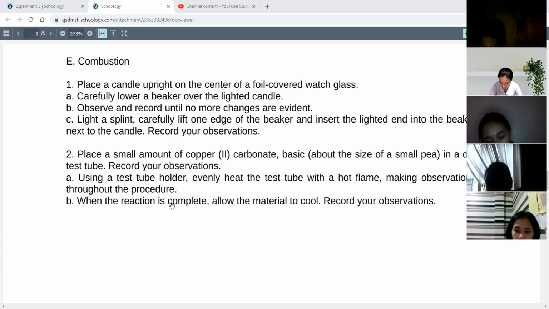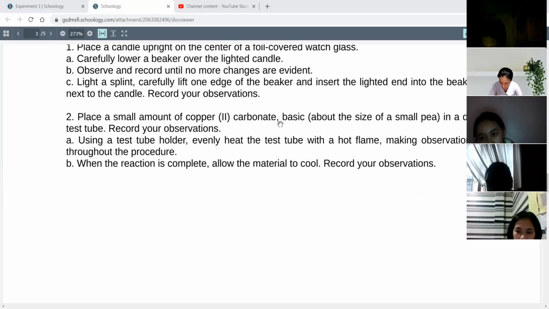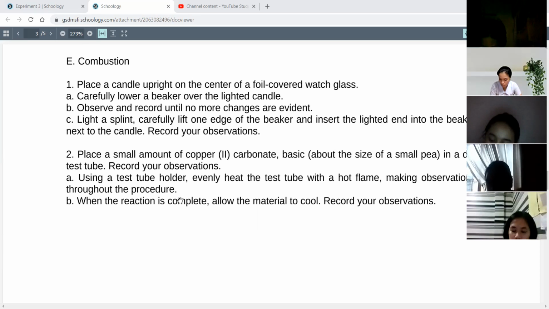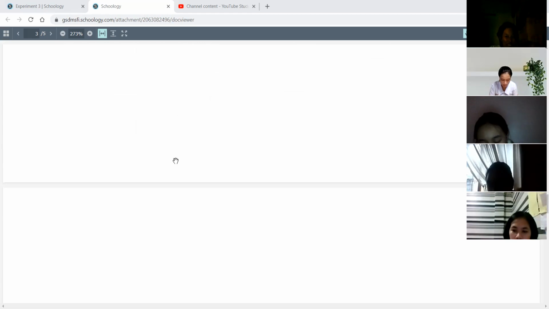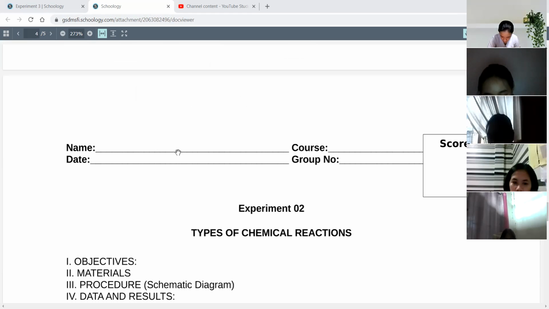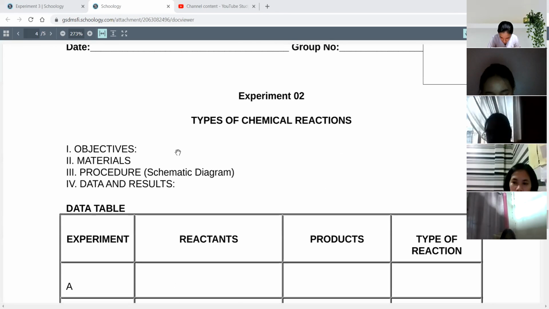And then for the second one, you have there a copper carbonate, not a solution but a powder. And then i-heat natin siya in a test tube with a hot flame. And we will also be observing what will happen to the chemical substance after heating. Yun yung dalawang procedures that we can do para ma-observe natin ang combustion reaction. But since we cannot do this in the laboratory, then this will be now your activity.